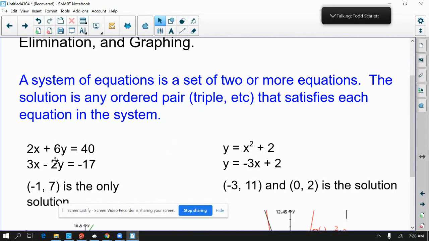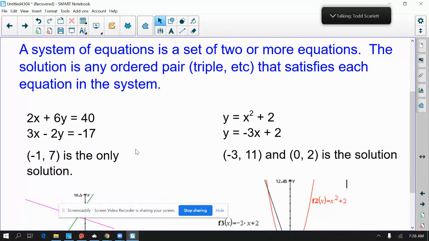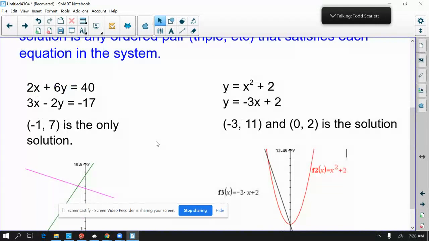Oftentimes it's an ordered pair, but it doesn't have to be. I can have three variables, and then it would be an ordered triple. Or I can have four variables, and it would be an ordered quartet. I don't know what you would call that. But for these two examples, they're just two variables. So the only solution is an ordered pair that they have in common.